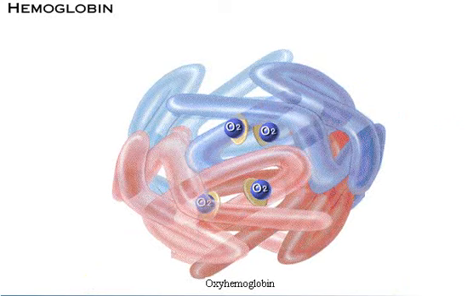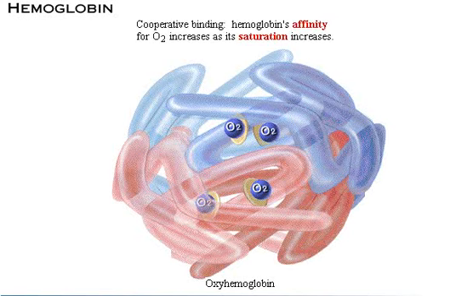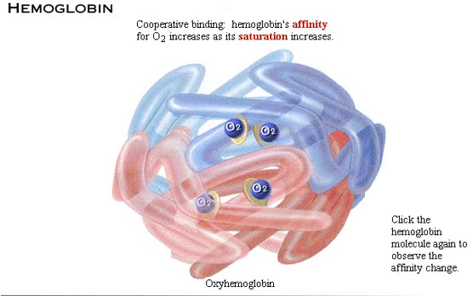Did you notice that once an oxygen binds to hemoglobin, the other oxygen molecules bind more readily? This is called cooperative binding. Hemoglobin's affinity for oxygen increases as its saturation increases. Click the hemoglobin molecule again to observe the affinity change.